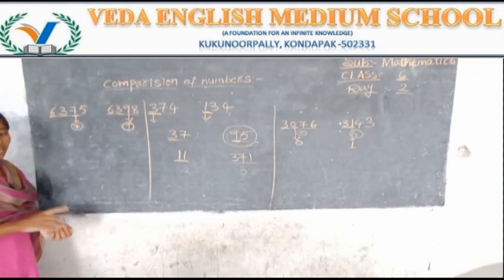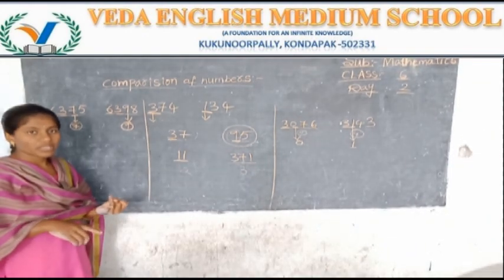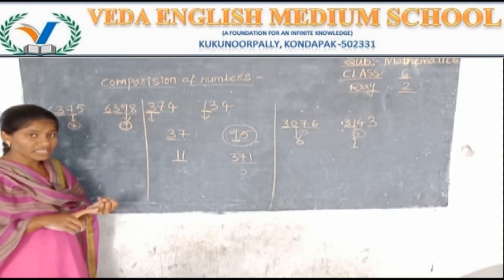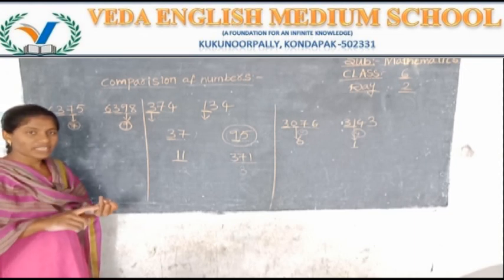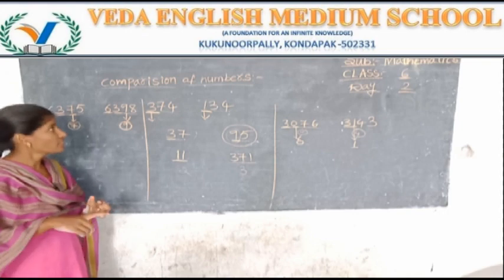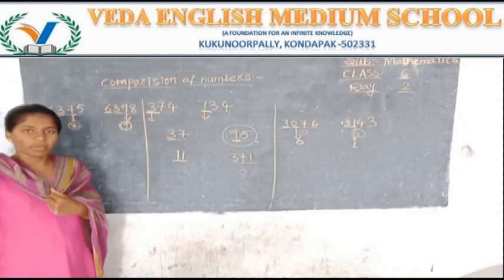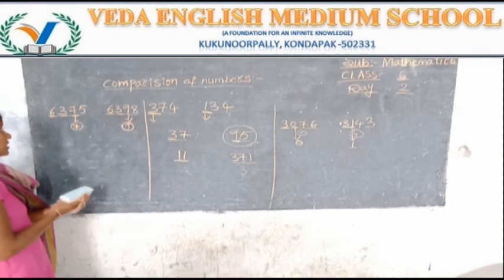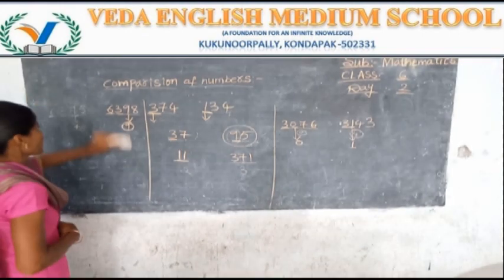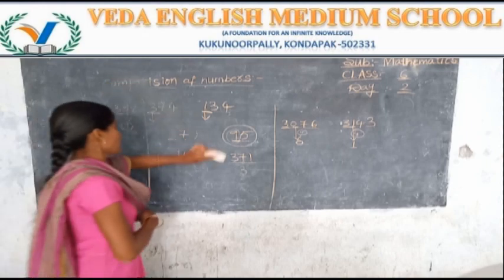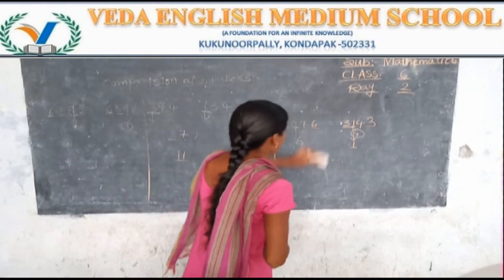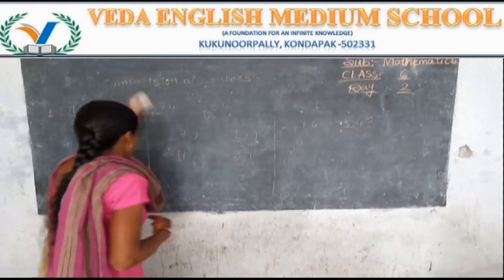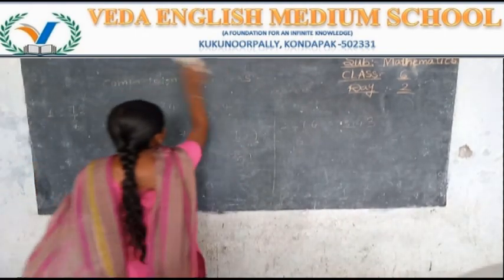Like this you have to compare the numbers and find what is the greater number and what is the smaller number. Now we have completed the largest and smallest numbers up to 9 digits. We have completed ascending order and descending order, and we have learned comparison of numbers also. Then in your class 6, your first chapter is Knowing Our Numbers. Introduction is completed. Now we will start Chapter 1, that is Knowing Our Numbers.